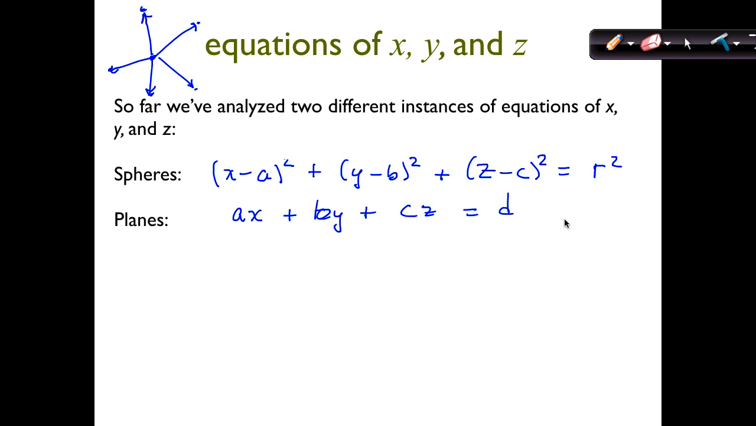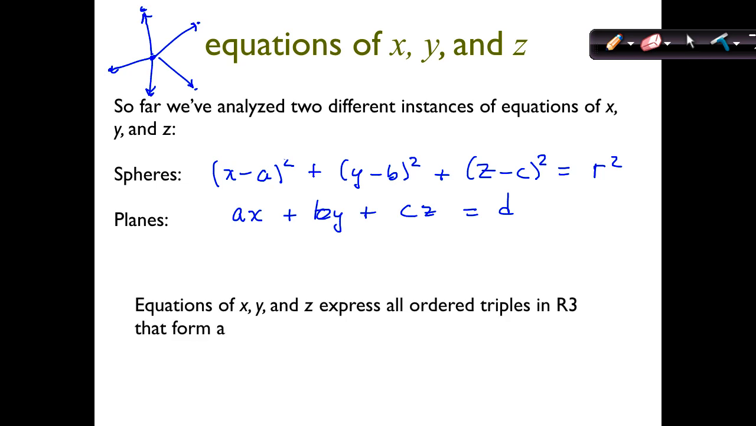A sphere and a plane are both examples of what kind of thing? Equations of x, y, and z express all ordered triples that form a, starts with S. Chris got it, surface. A surface in space. Those are surfaces. They're flat, two-dimensional, and they have no thickness, right? That's what a surface is. It could be curved, like a sphere. But spheres and planes are both examples of surfaces.